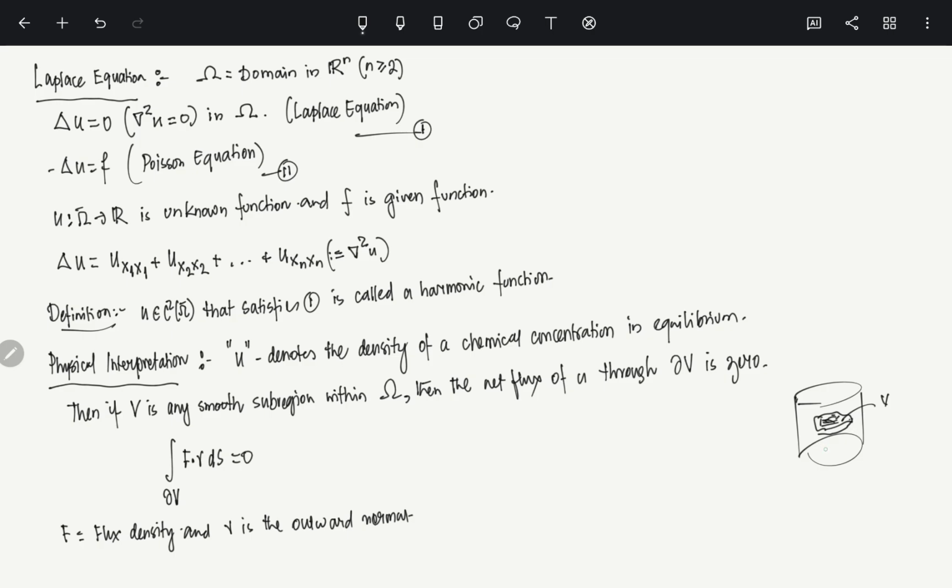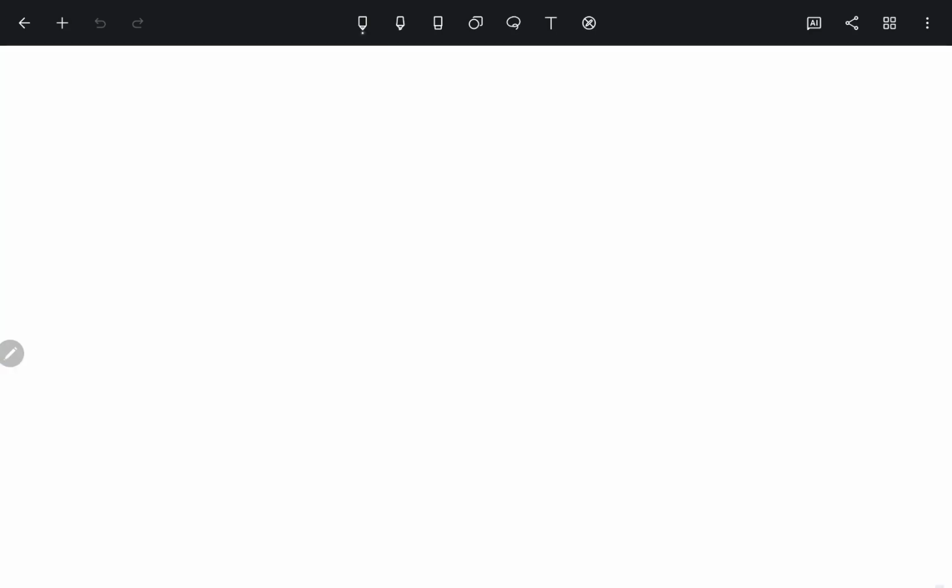It means that if you take the flux density at a given point, let's say in a given direction eta, on the boundary of course, and if you add all these points up, since the net flux is 0, the integral over del v of f dot gamma ds is going to be 0. Clear? Okay, so now once this is 0, you can use the Green-Gauss theorem.